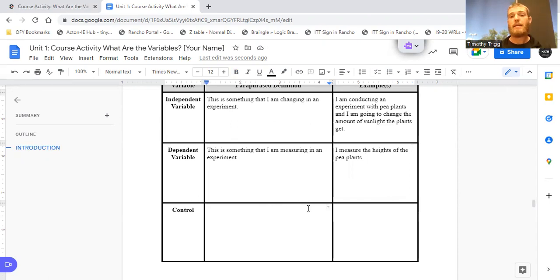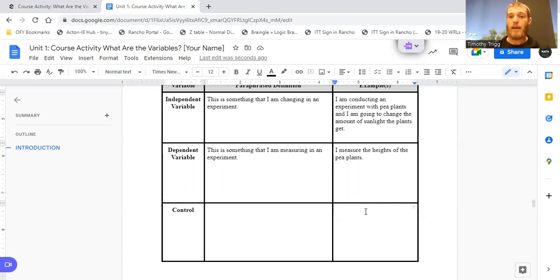Now the control is something that doesn't change from one test subject to another. In this example with the pea plants, I'm only changing the amount of sunlight. I don't want to change anything else because I want to see how the sunlight affects the plants. If I change sunlight and I change soil and I change how much it gets watered, then I'm changing too many things and I can't tell if the sunlight is having a good effect or not. So if I'm just testing one thing, in this case how much sunlight I give the plant, then I want to keep everything else the same throughout.